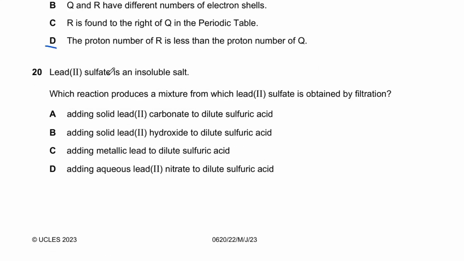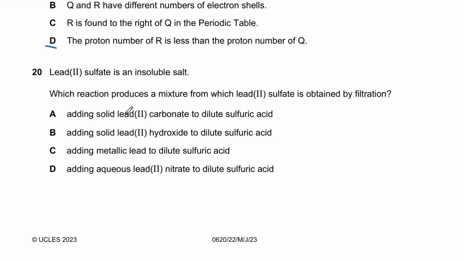Question 20. Lead(II) sulfate is an insoluble salt. Which reaction produces a mixture from which lead(II) sulfate is obtained by filtration? Now from the first sentence, you already know that this is preparation of salt by precipitation. To form an insoluble salt by precipitation, there are two things that you need: two soluble solutions. So the lead(II) nitrate is soluble, sulfuric acid is soluble. So let's look at the options to see which one is correct.